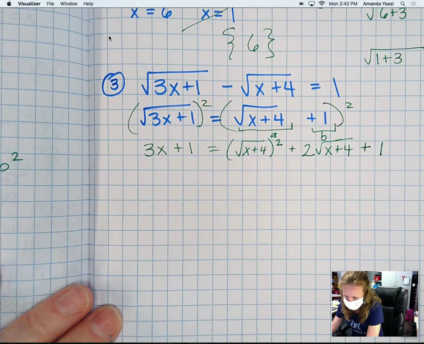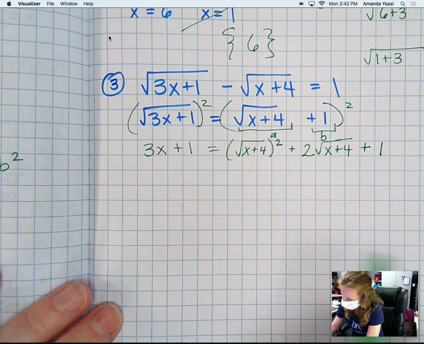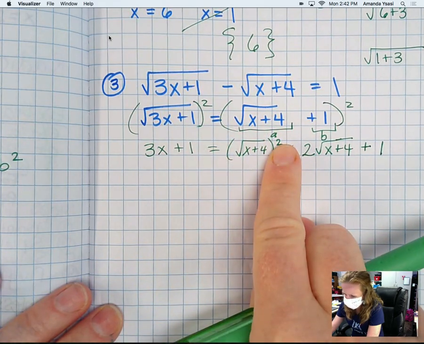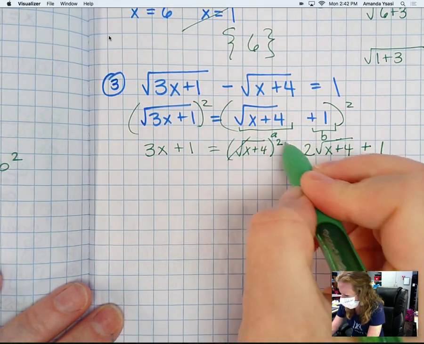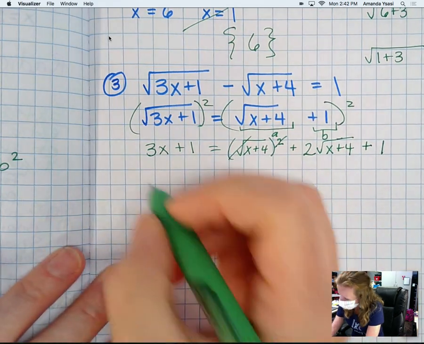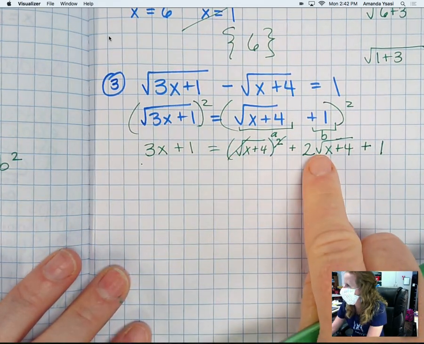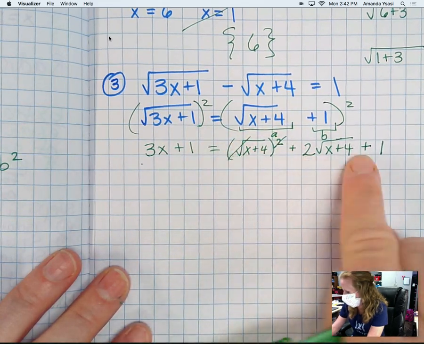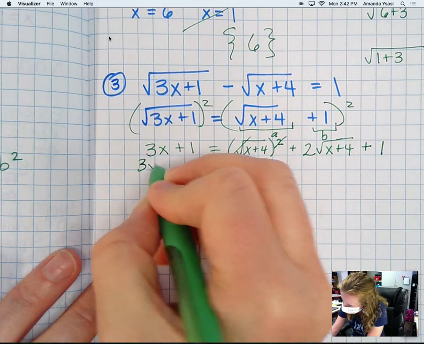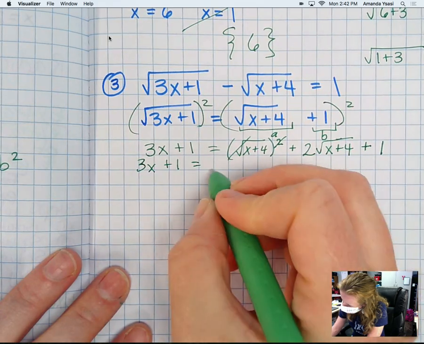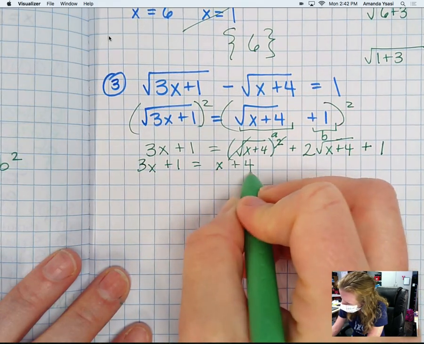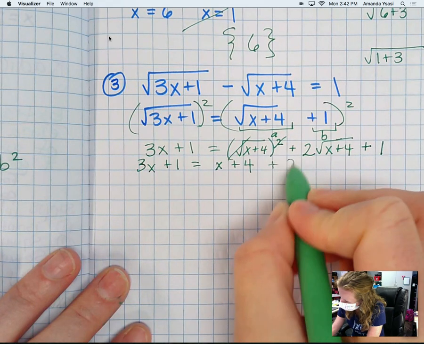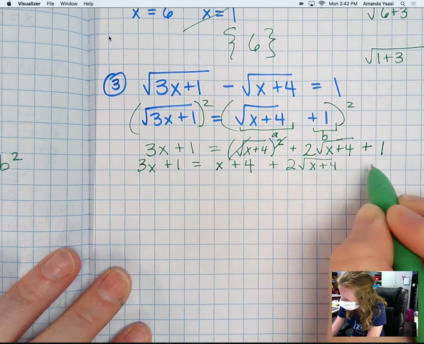Okay, so then we need to go ahead and square this. Well, if you square this, the square and the square root cancel. So now we want to isolate this square root because we just got rid of this one. So we have 3x + 1 equals x + 4 plus 2 square roots of x + 4 plus 1.